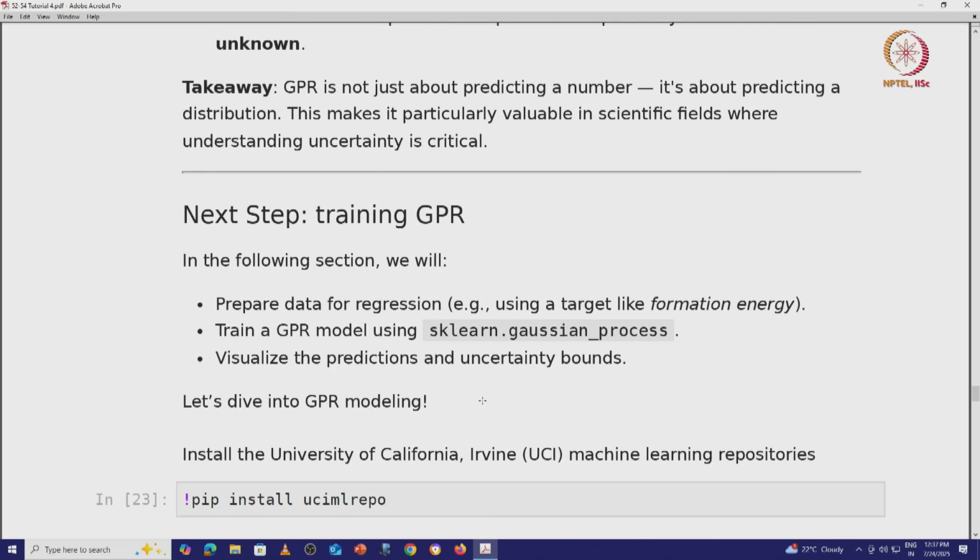Okay. So the first step is now to train a GPR model. So in the following section we will prepare a data set for regression, right, and you could use a target like formation energy. Like I said, we will use a concrete strength data set here. Then you can train a GPR model using this sklearn.Gaussian process function, and you can visualize the predictions and uncertainty bounds, right.